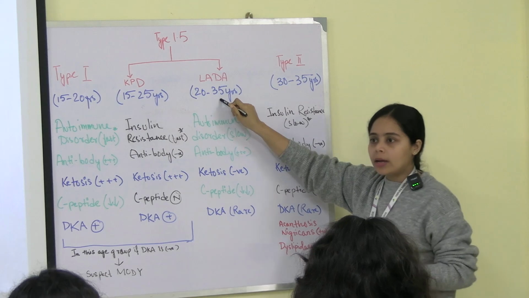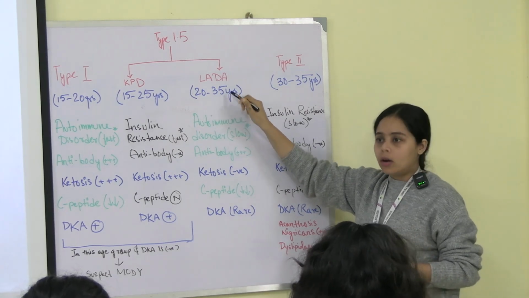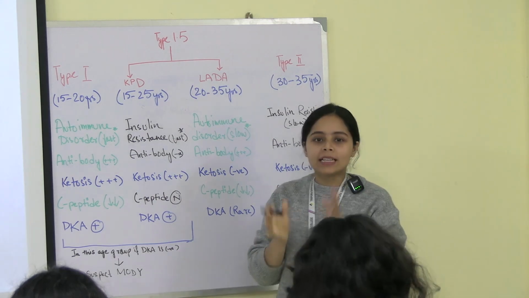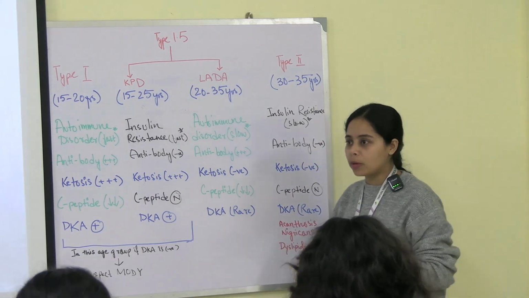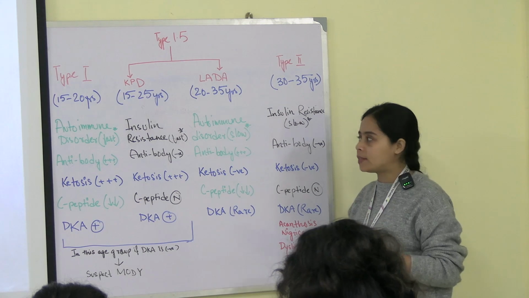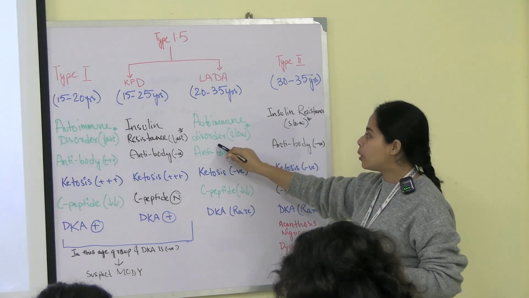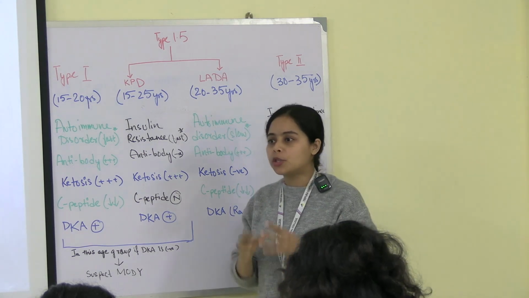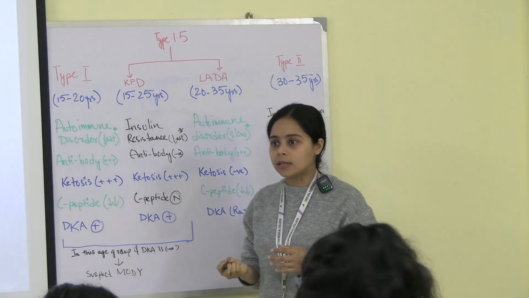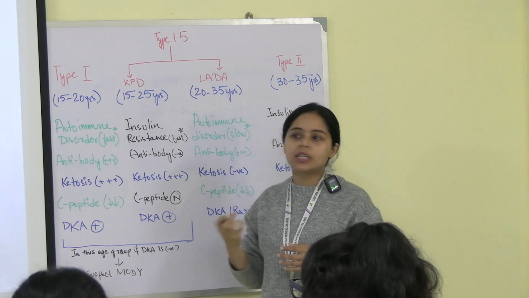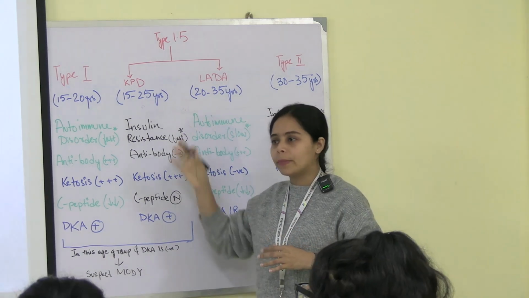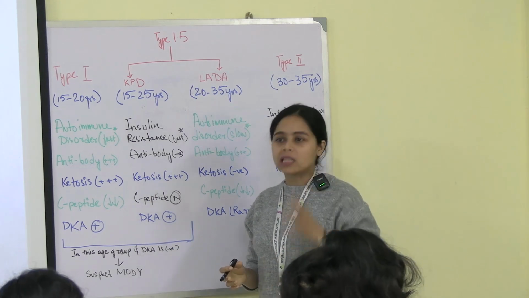Then we have LADA, latent. What is the meaning of latent? Hidden. It is sleeping. The answer is in the name itself. It is sleeping. It is an autoimmune disorder, but it is a slow process. Autoimmune means your immunity is killing the beta cells, as a result of which insulin is not getting produced. But the process is very slow. That's why the name latent means it is sleeping.